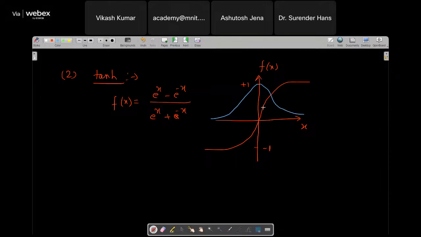And this is the differentiation of the tan hyperbolic, f dash x. So f dash x is equal to 1 minus tan hyperbolic squared of x. Now the advantages of this activation function.